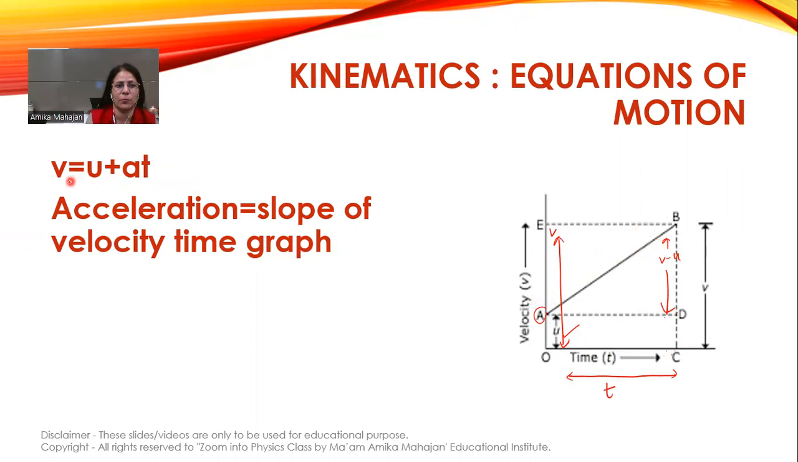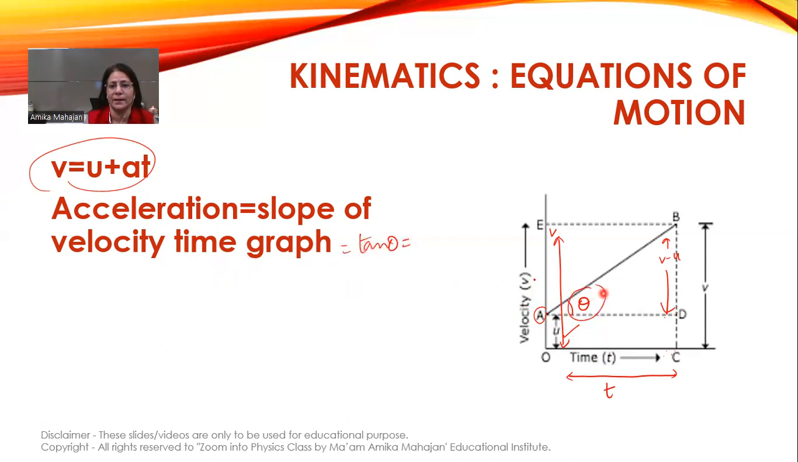To find the first equation of motion, V equal to U plus AT, I will find the acceleration of this straight line. So AD is drawn here, and this is angle theta made by AB with respect to AD. And AD is further parallel to OC, so we can say theta is the angle made by AB with the x-axis. And acceleration, we know, from a velocity time graph can be known by taking the slope of this curve, and slope is tan theta.